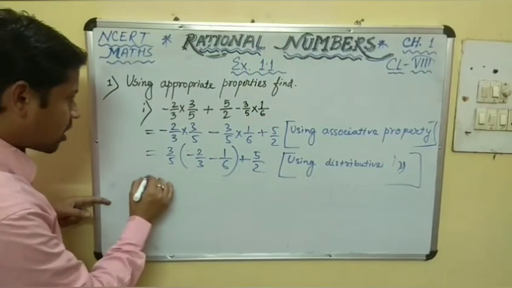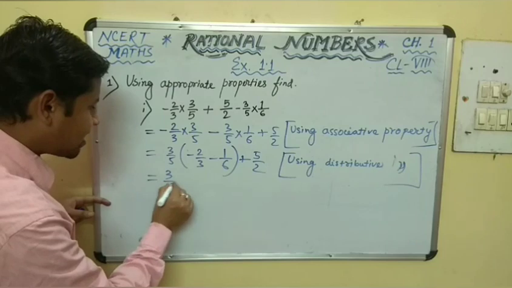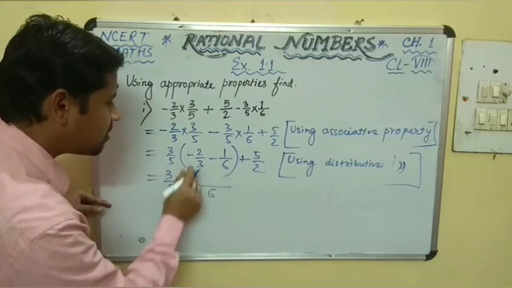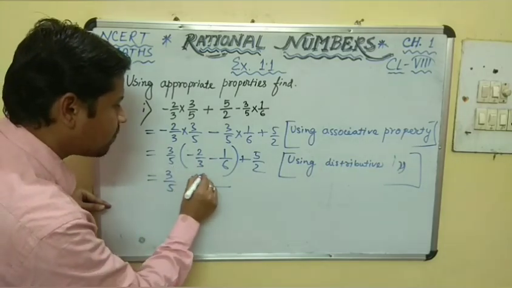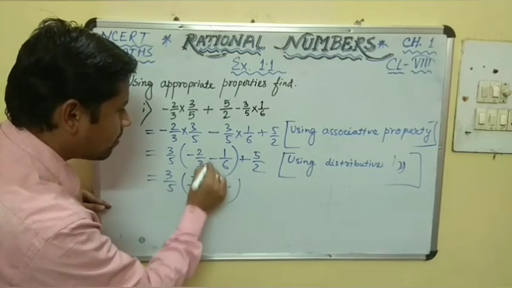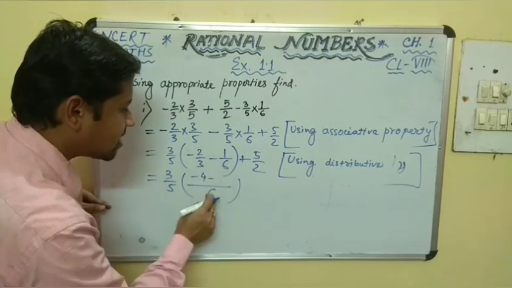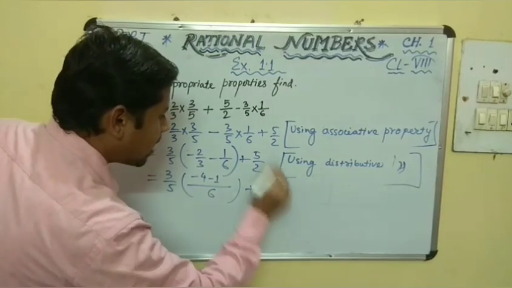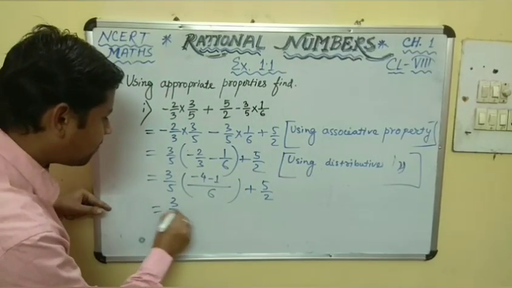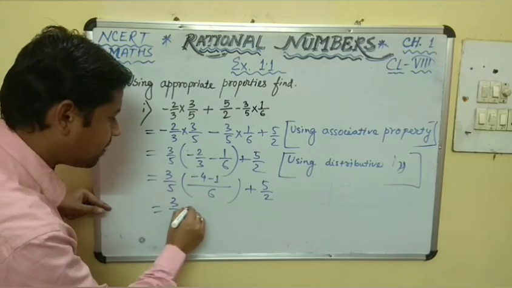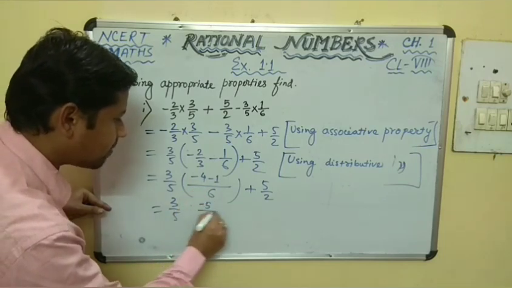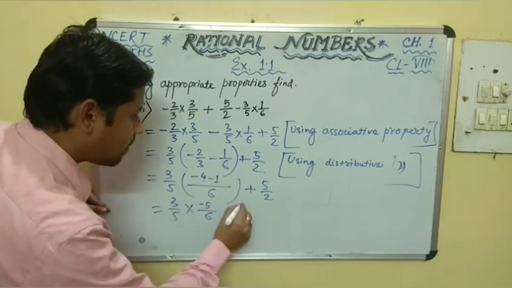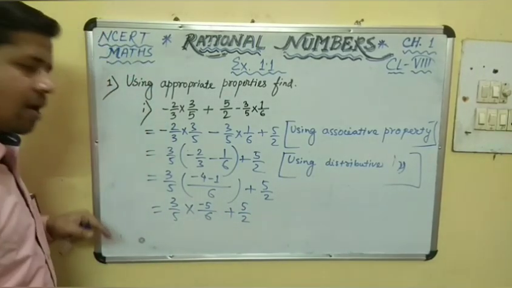After that we can calculate in this way: 3 by 5, and what is the LCM of 3 and 6? It is 6. 3 twos are 6, so 2 twos are 4. Minus 4 will be there, along with the minus symbol. 6 ones are 6, so 1 will be there. Plus 5 by 2 as it is. So here we get 3 by 5 into minus 5 by 6 plus 5 by 2. There is no symbol, that is multiplication. I think it is clear.